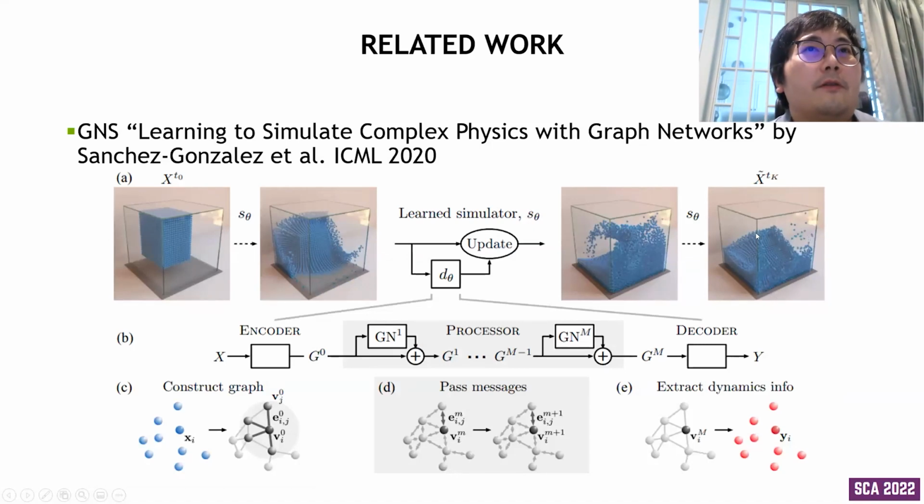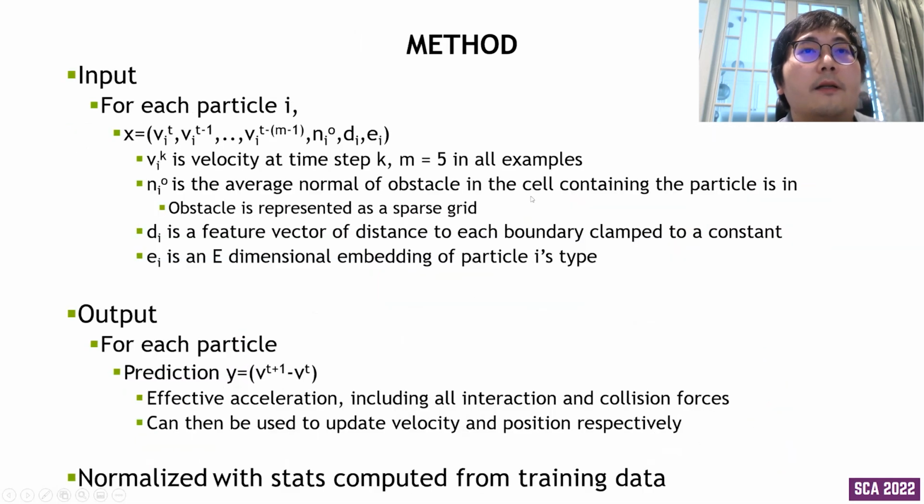The most closely related work to us is GNS, Learning to Simulate Complex Physics with Graph Networks by Sanchez-Gonzalez et al. in ICML 2020. This work uses a graph network and does several message passing steps to perform computation on the network and finally outputs the acceleration. We mostly compare our work with this paper, as it is the state of the art.